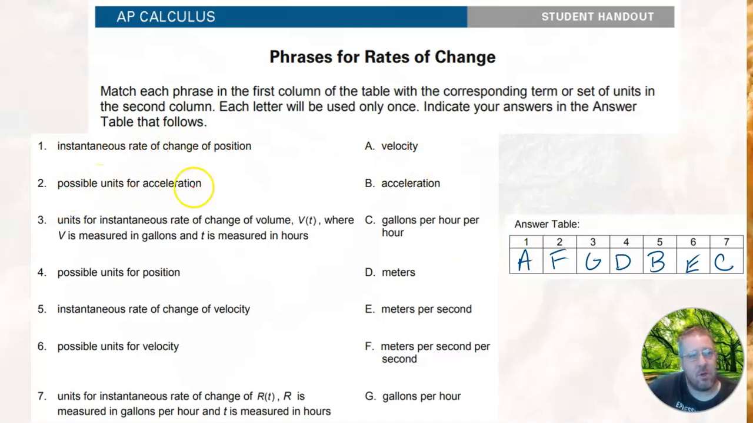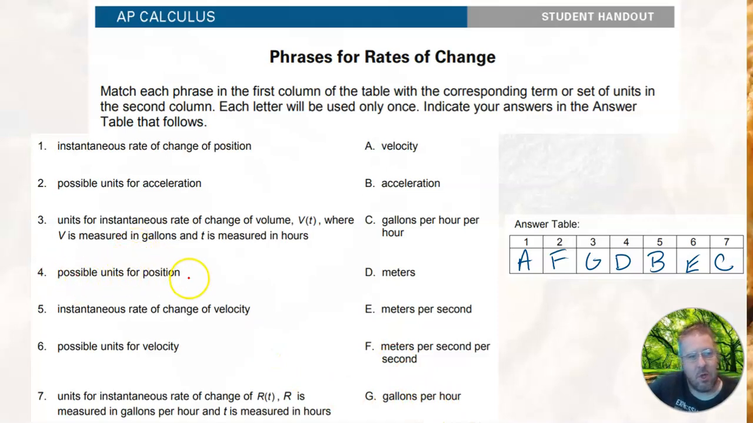Number 2, possible units for acceleration. Acceleration, remember, has to be per units squared. So number 2 was F, meters per second, because remember, you're talking about the rate of change of the rate of change of position. So it's meters per second per second. So meters per second would be the rate of change, the velocity, and it's the rate of change of that rate of change. Number 3, units of instantaneous rate of change happen to be G. G happens to be gallons per hour. Yep, could be. Velocity, meters per second, gallons per hour, that could be.